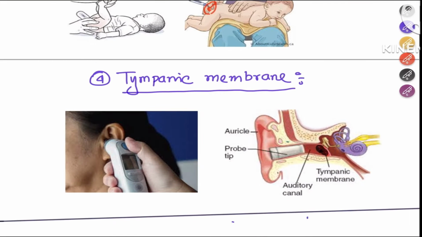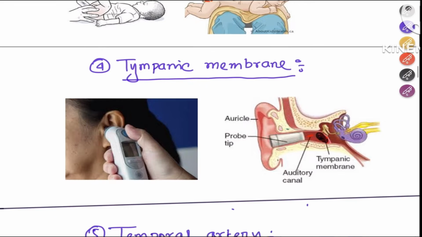Now is the tympanic membrane. We will place a special type of thermometer inside our ear canal. This will measure the tympanic membrane temperature. In some special cases like ear infection or any ear disorder, we will check whether there is any infection or not. For that, we will check the tympanic membrane temperature.